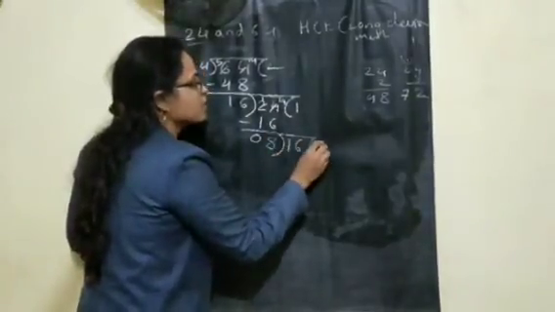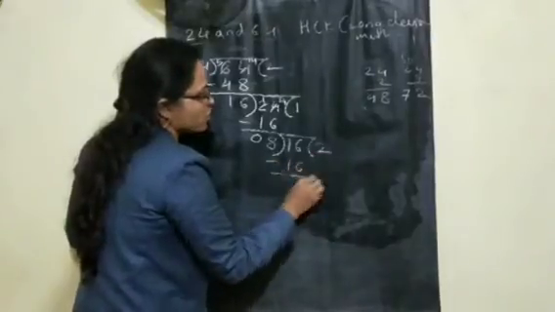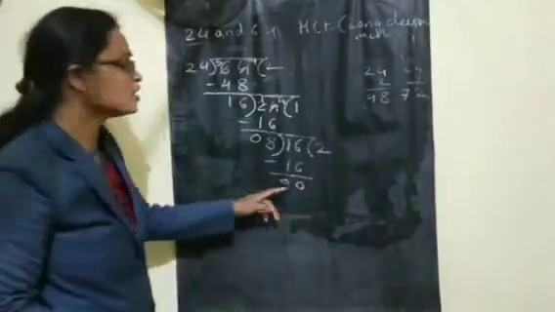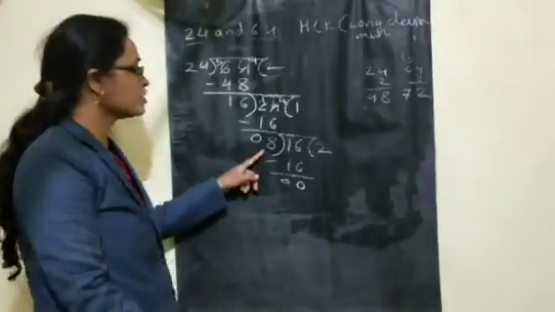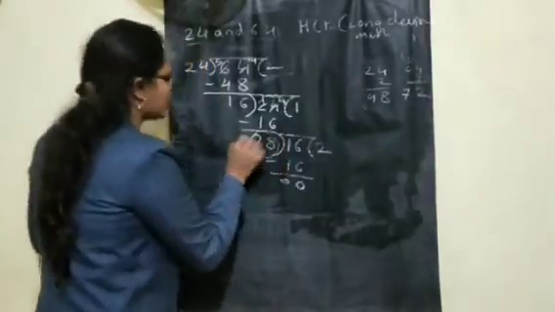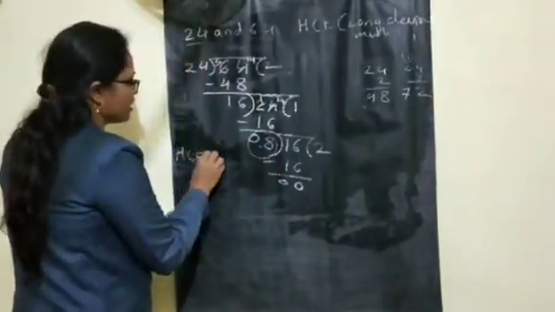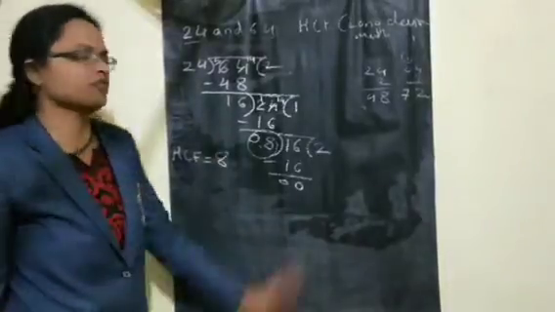Now 8 2s are 16. So you got the 0. So because of which number did you get the 0 here, the remainder? Because of this divisor, that is 8, means HCF is 8. Like this you have to solve with the long division method.